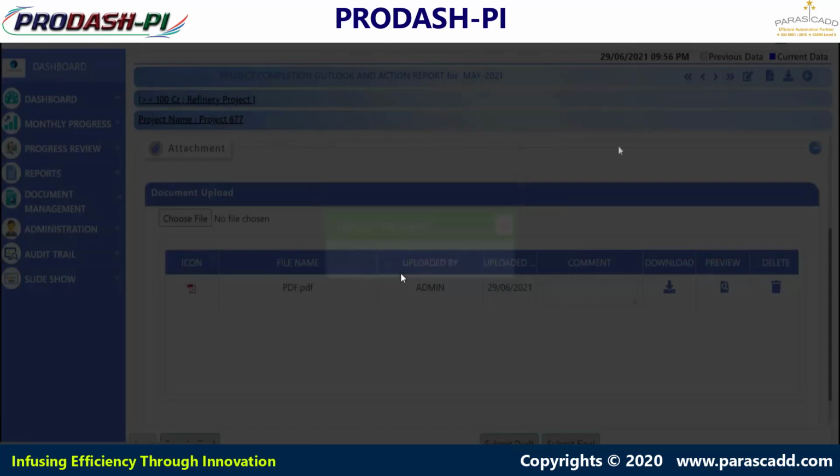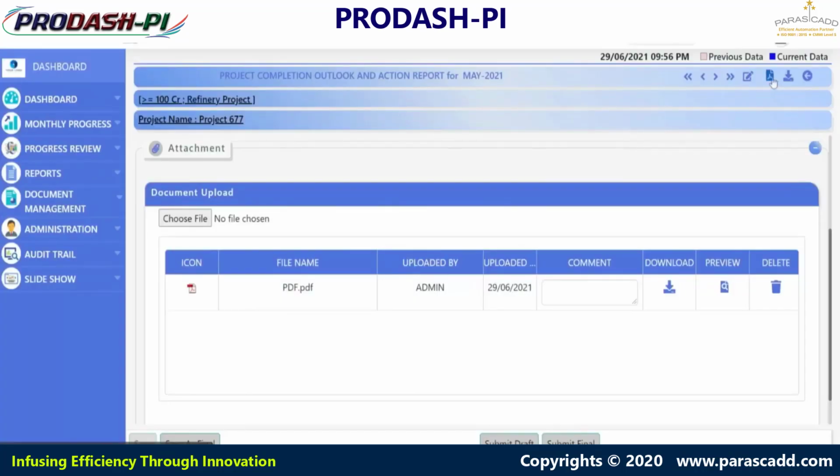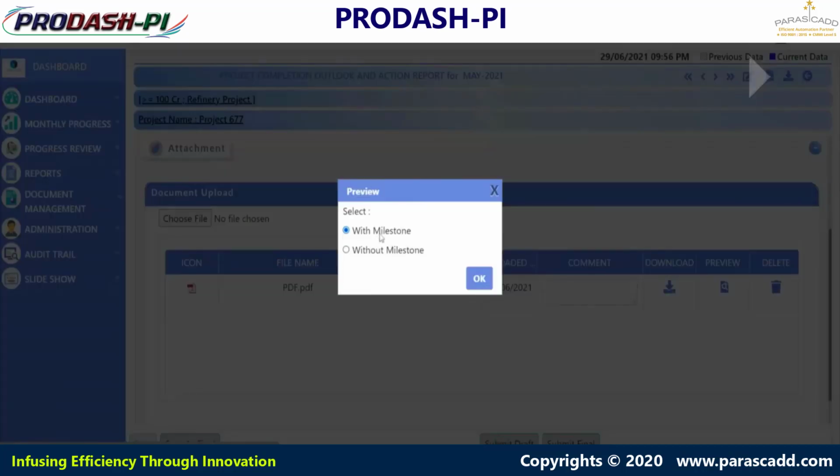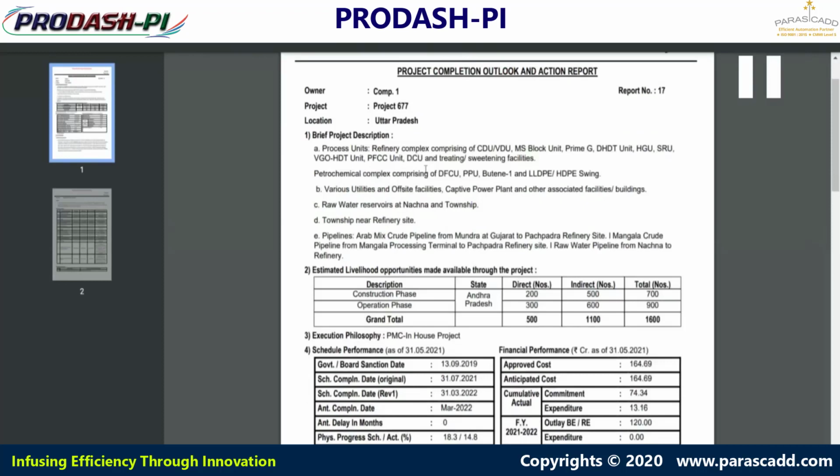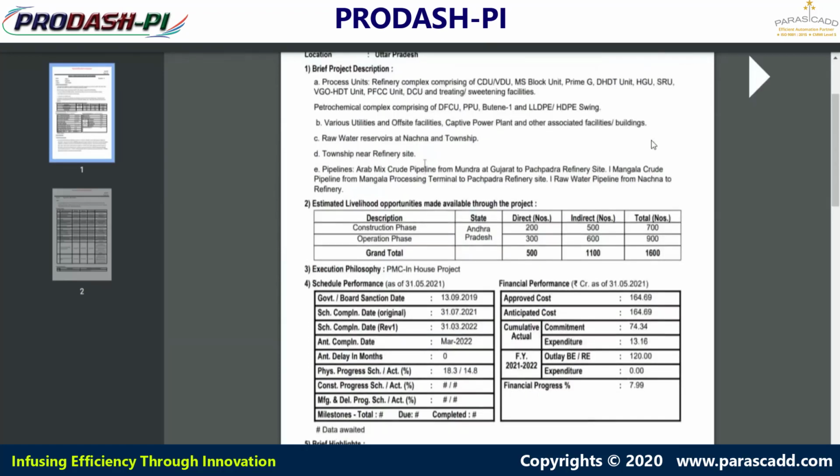Further, this information needs to be saved. Once it is saved, the draft copy can be previewed with milestones or without milestones. So this is how the draft copy can be viewed. This is the project completion outlook. Whatever data entry we have done in the project input screen is displayed like this.